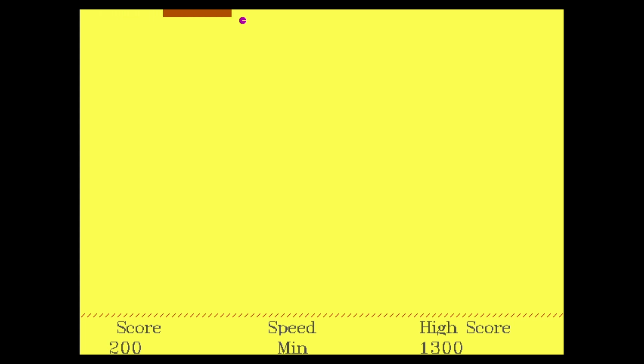And speed is also there. After eating 5 balls, your speed will be increased by 20%. Like now you can see that the speed has been increased by 20%.